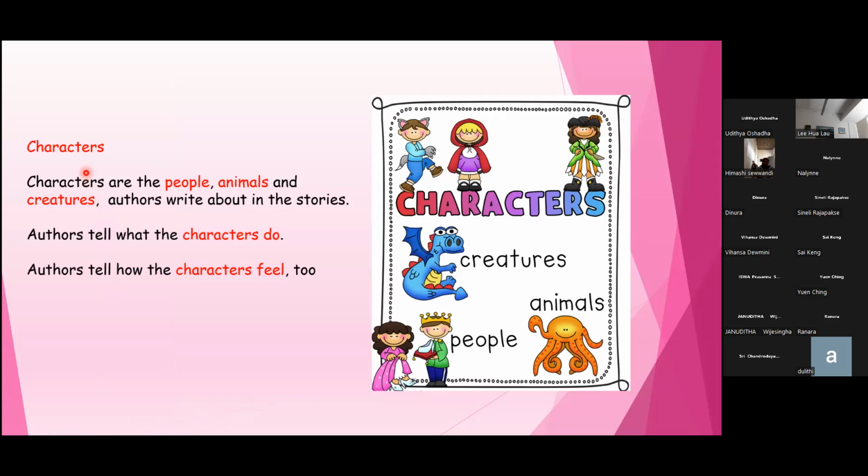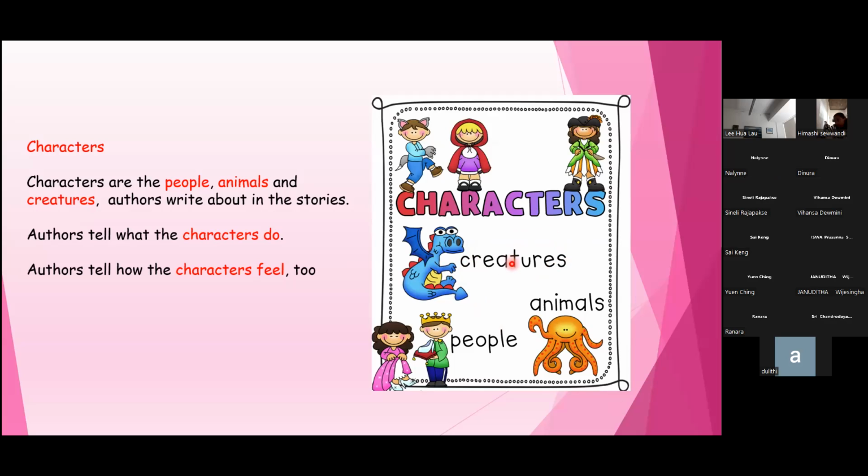Let's look at the characters. Okay, characters are the people, animals, and creatures authors write about in the story. So if you are reading a story, definitely there have to be characters, and the characters are normally people, animals, or creatures. Okay, for example, a dragon, right? So this goes like if it's a fairy tale, if it's a make-believe story, normally they can have creatures.